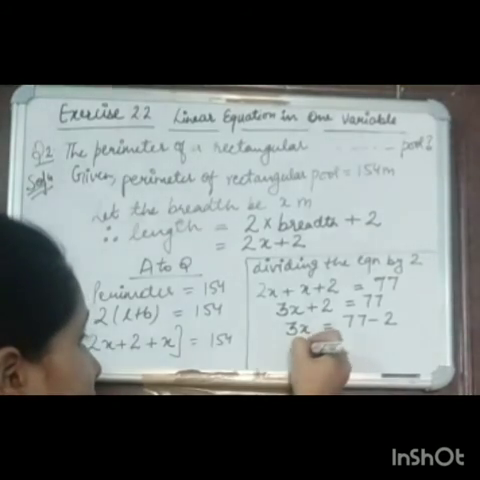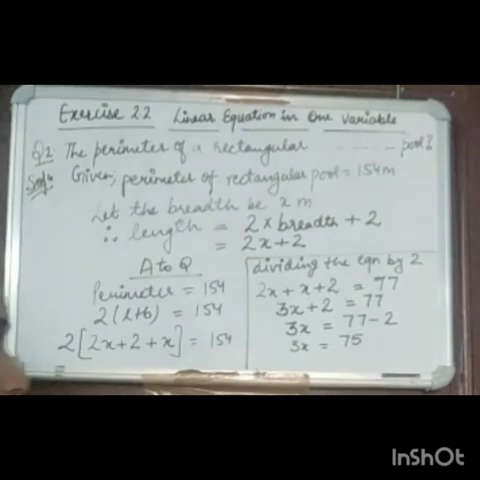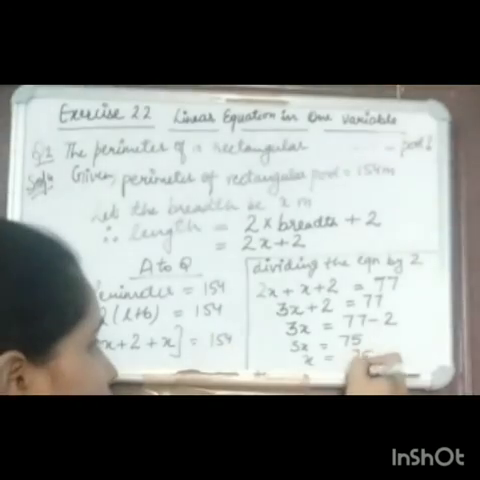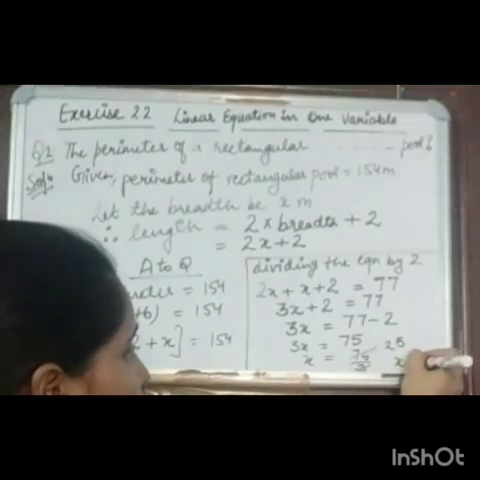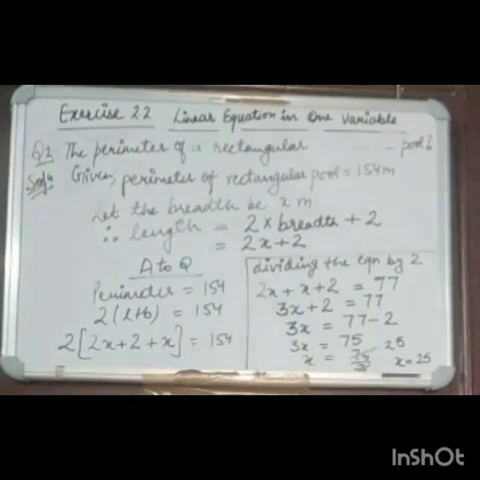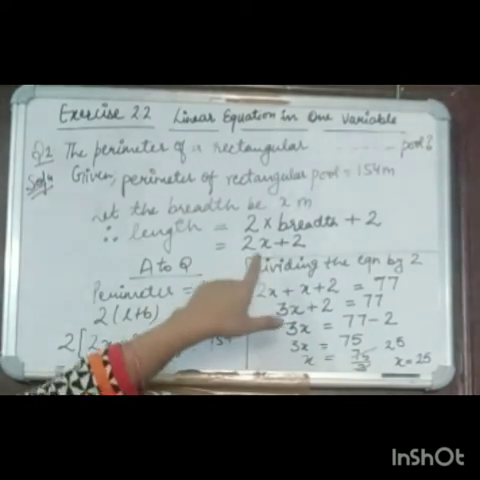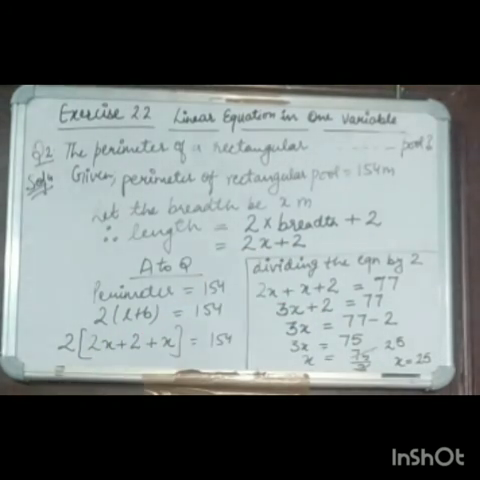So 3x is equal to how much? 75. So x is equal to how much? 75 by 3. 3 2s are 6, 3 5s are 15. x is equal to 25. It means the breadth we got is 25 meter. Now we have to find out the length. How will we find the length? We will keep the value of x over here.